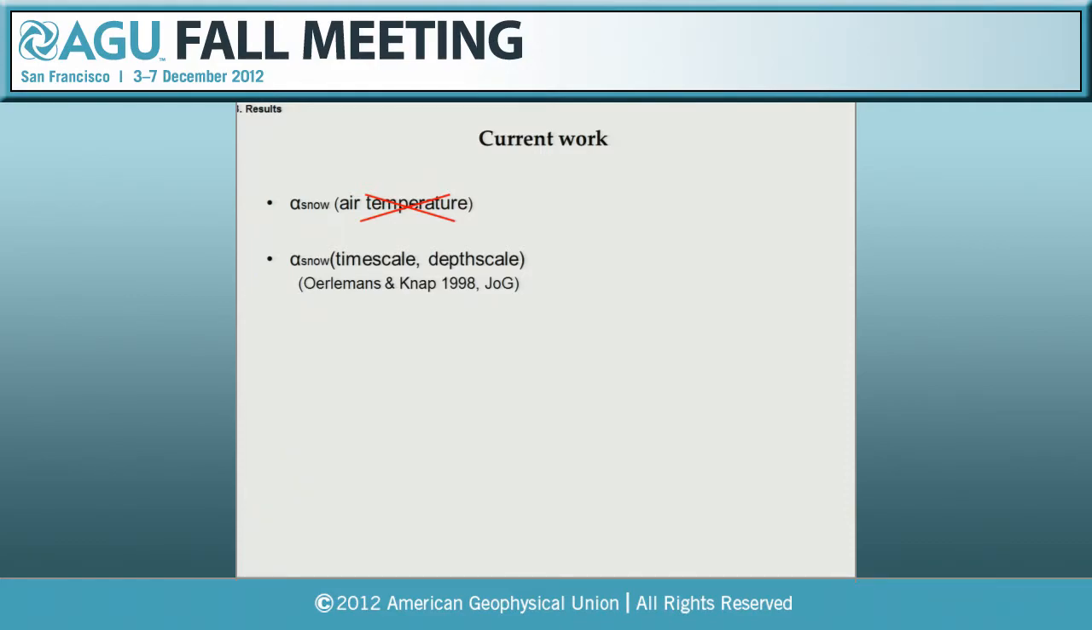The best we have so far is what we use from Erlemans and Knapp, where the snow albedo is a function of two constants, namely a time scale and a depth scale. But for our case, at least, we think that the time scale must be a function of the short and long wave incoming fluxes. And there's a second branch we follow, denoted by the question mark here. We need to go deeper into the physics of albedo on the surface. And this means establishing a better physical or deterministic relationship of how the snow cover alters and changes on the glacier surface.